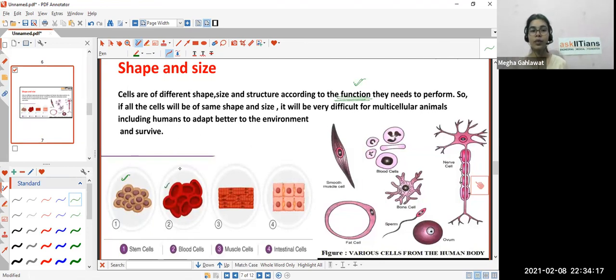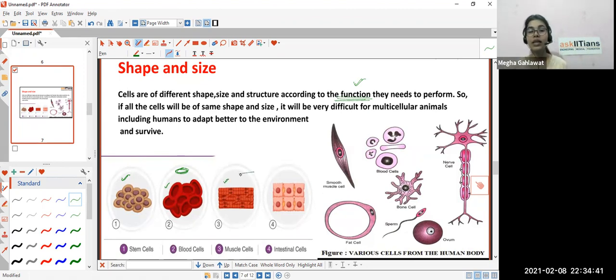Then we have the RBCs, or the red blood cells. You see their shape? They have a discoid shape. They have a discoid kind of structure, right? And why do they have such a structure? Because they have to move around in a lot of narrow blood vessels, and they have to carry oxygen. So in order to move through the narrow spaces and accommodate a lot of oxygen, they have such a shape, okay?